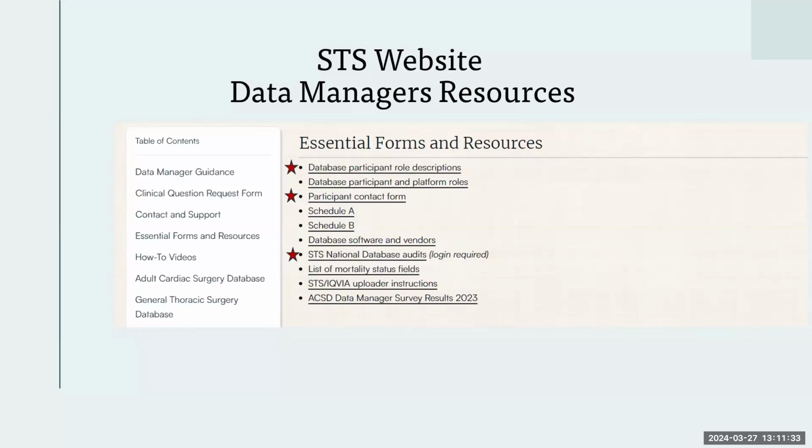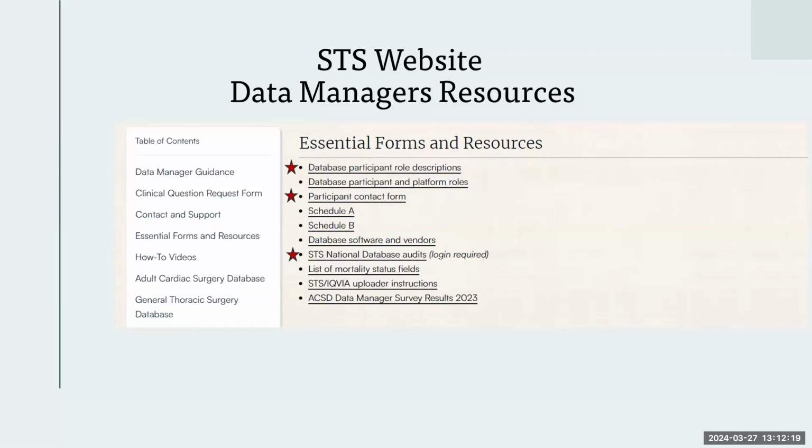The first is the database participant role descriptions, which explains the roles of a physician representative, which was formerly known as the principal investigator, a site admin, contract contact. So all of those descriptions can be found in that link. And then the next link that does apply is the participant contact form. This is the form you'll complete if you needed to add another data manager or you needed to change the site administrator at your site. You would complete this participant contact form. It's sent to STS, and we will update that in our administrative system.